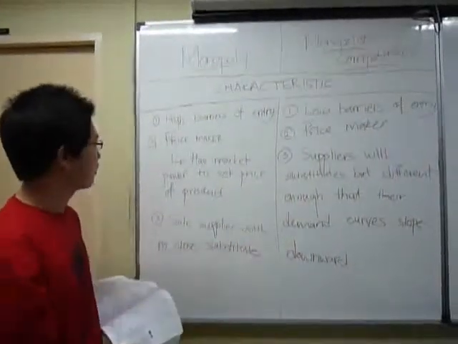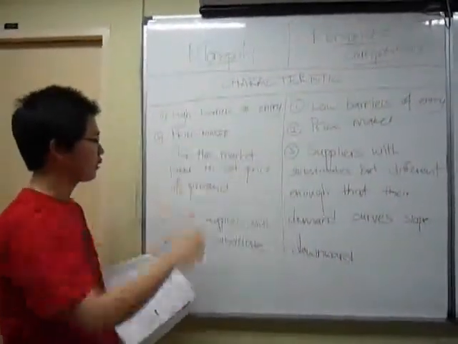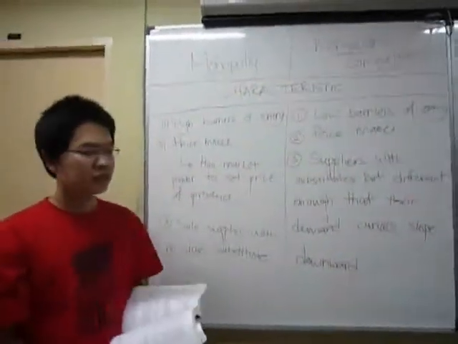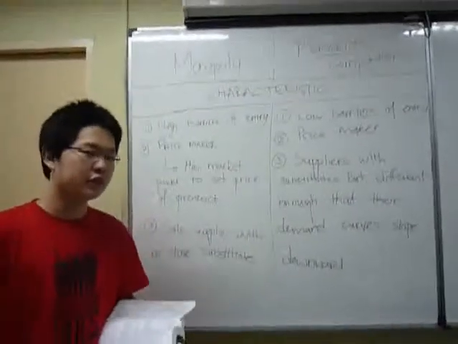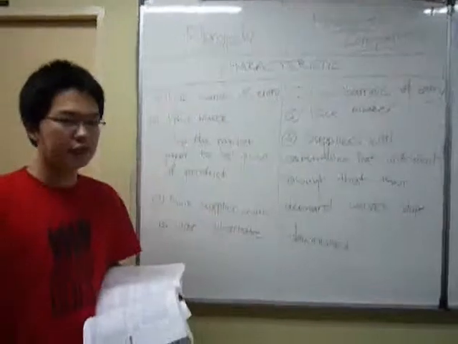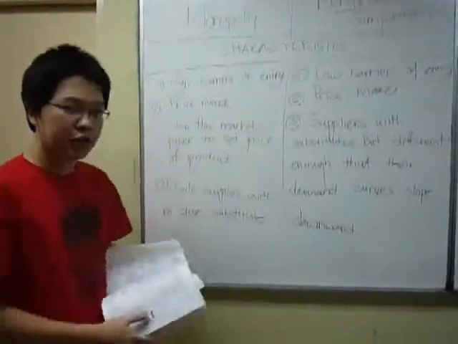of scale. Now, moving on to the next one, price maker. A price maker has the market power to set the price of a product, such as your daily milk in Giant. They could increase the price from 5 ringgit to 10 or 15 or whatever they want. They have the authority to do that.